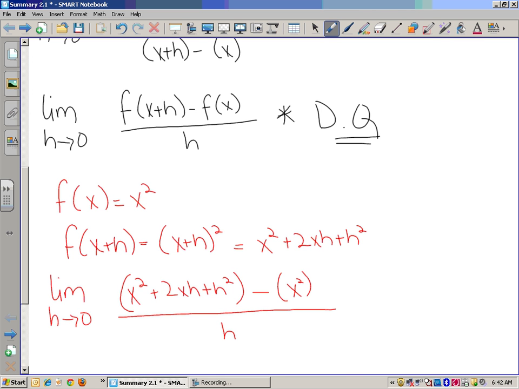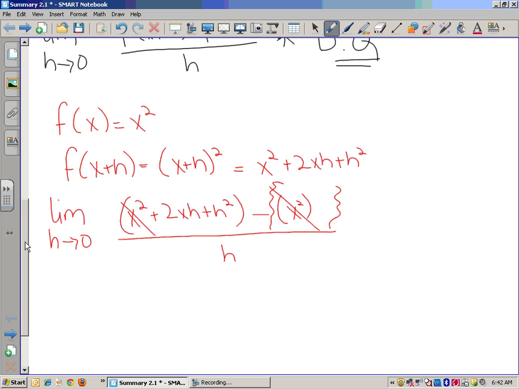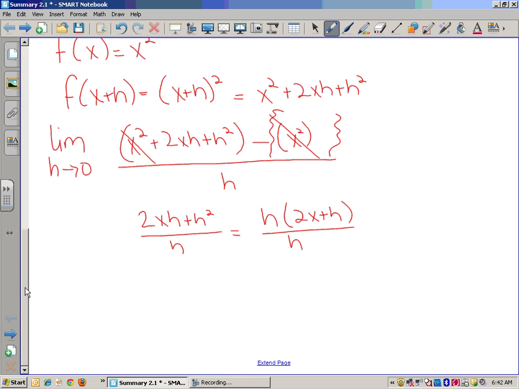Now, if I've done this correctly, everything that comes after this minus sign should go away. If I haven't done it correctly, something's left, okay? So the entire original function, in this case x squared, should be gone, in which case I'm left with 2xh plus h squared all over h, which we can simplify. Still can't plug in 0, so I'm still doing algebra. And now the limit as h goes to 0 of 2x plus h is equal to 2x.